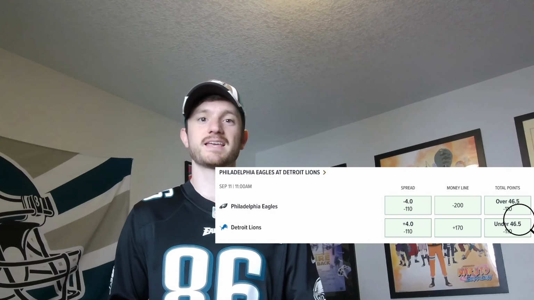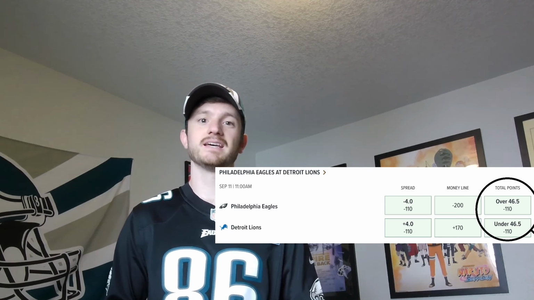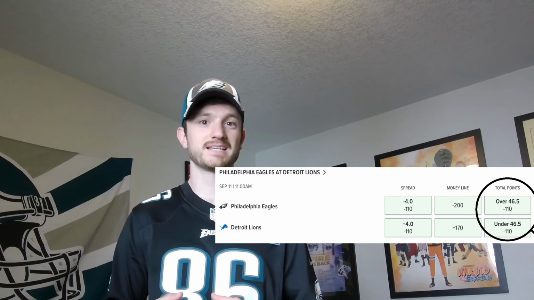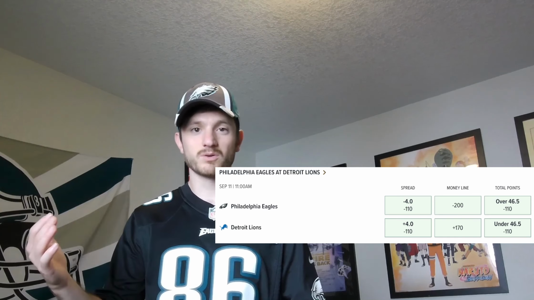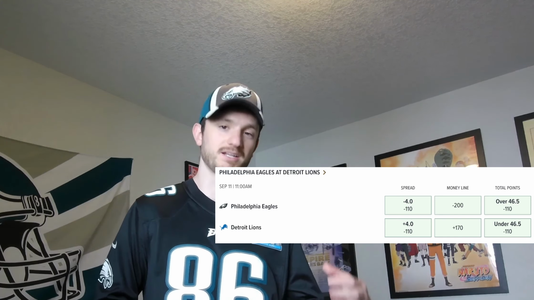The next one we see here is the total. This is betting on how many points are going to be scored in the game. So it doesn't matter who wins or who loses or who scores the points or who doesn't. All that matters is the total number of points scored in the game. In this case, the total is set at 46.5. So if 47 or more points are scored, the over will hit. Or if 46 or fewer points are scored, the under will hit.